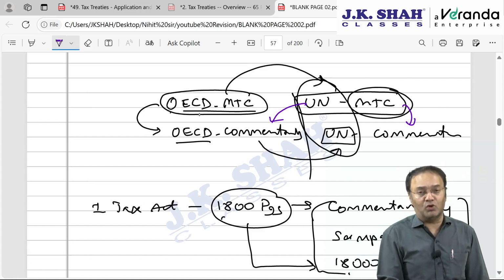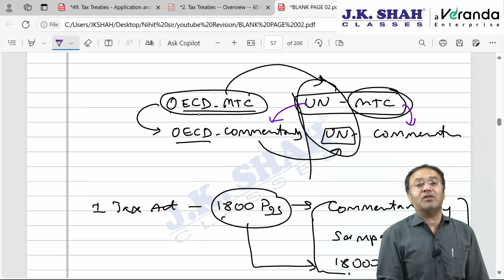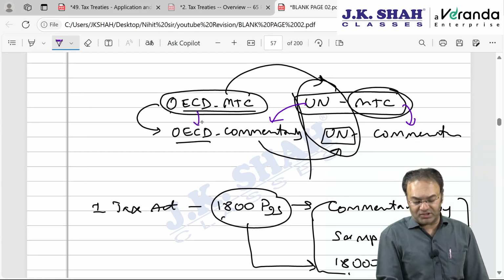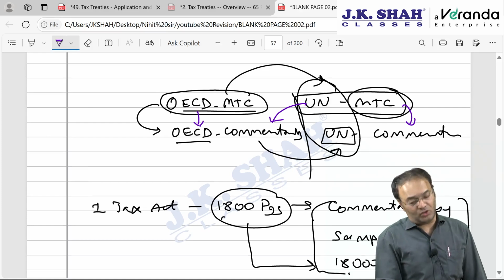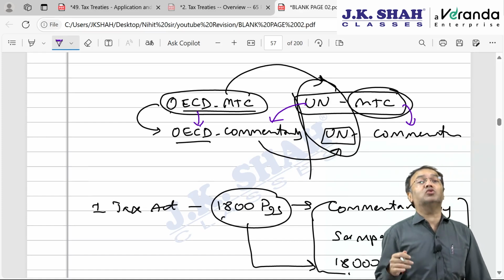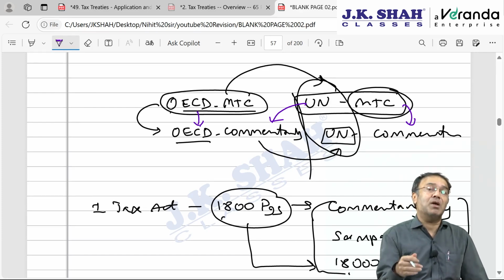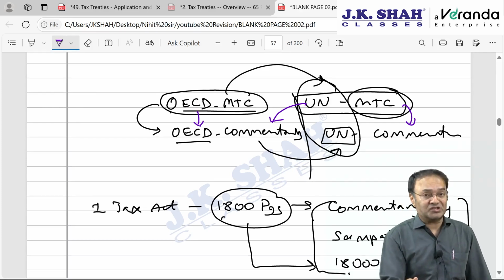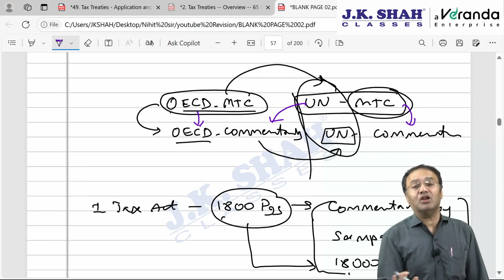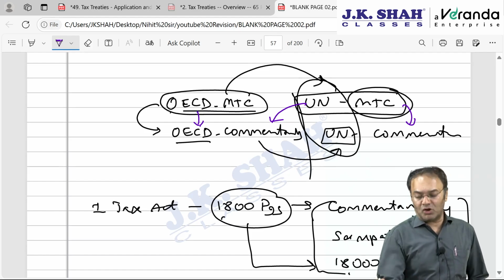Those who are following the OECD Model Convention in its entirety without making changes and are members of OECD have to compulsorily follow OECD commentary only. OECD commentary will automatically be applicable to those countries which are following the OECD Model Convention and are members of OECD. There are 36 members of OECD. Other countries like India have not yet become members. Membership has not yet been granted. India is just an observer. Okay, so coming back here.